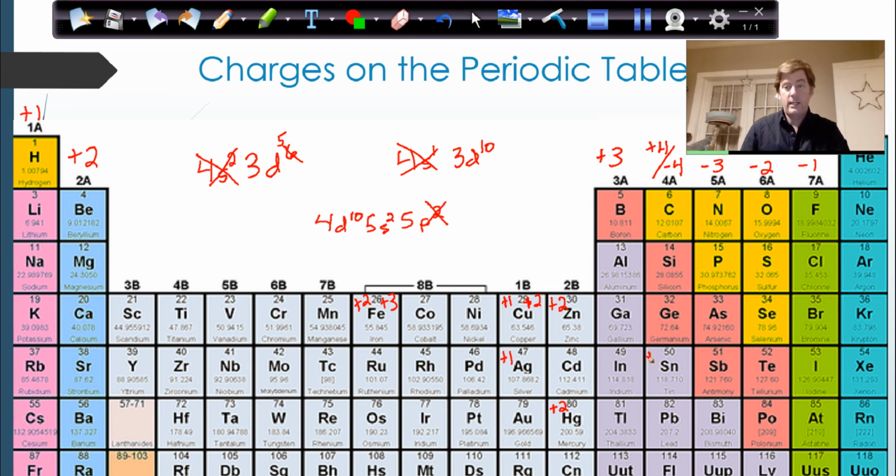And so it can lose those 2 and be a positive 2. Well, it can also lose those 2 from the S and have a total of 4 electrons that it's lost. So tin can be a +2 or a +4. Now right below it, same kind of deal, right? 2 in the P, 2 in the S. So lead does the same thing, +2 and +4.